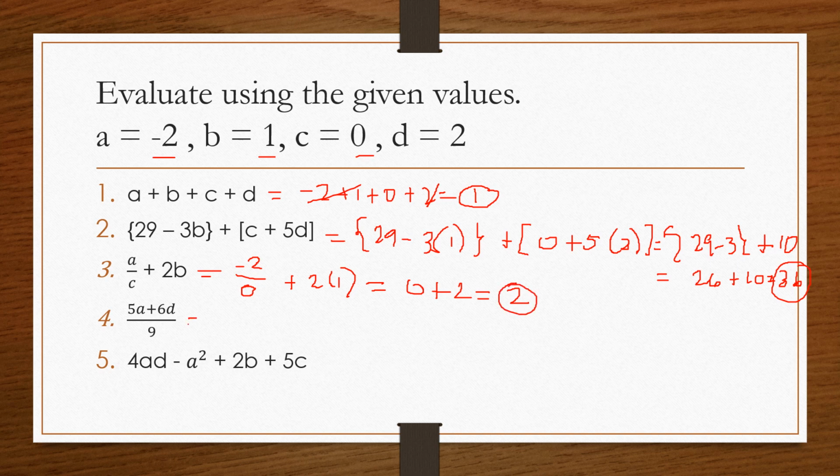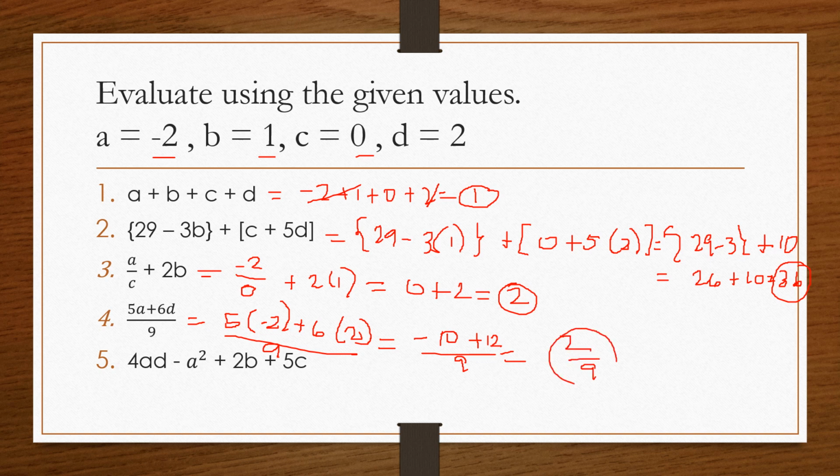Okay, next. 5 times, okay, your A is negative 2, plus 6 times 2 over 9. So we got 5 times negative 2 is negative 10 plus 12 over 9. So we have 2, okay, over 9. So the answer is 2 over 9.